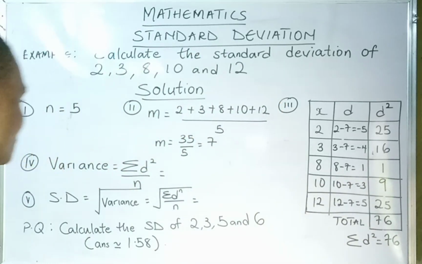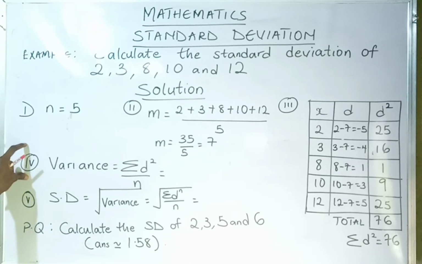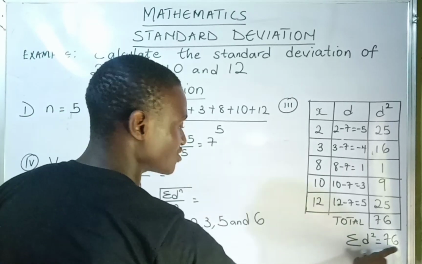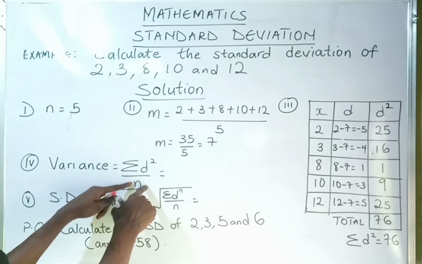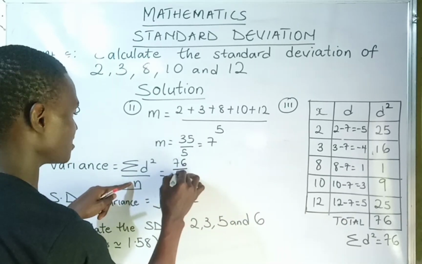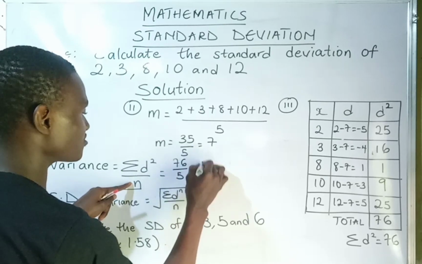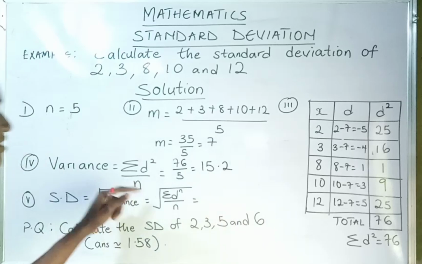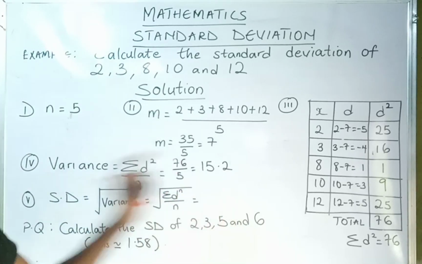The next thing we want to do is this fourth step, which is to calculate the variance of the data. How do we calculate the variance of the data? We are going to do the sum of the deviation divided by the number of data we have. And that is going to be 76 divided by 5. This is going to give us a total of 15.2. This is our variance, 15.2.